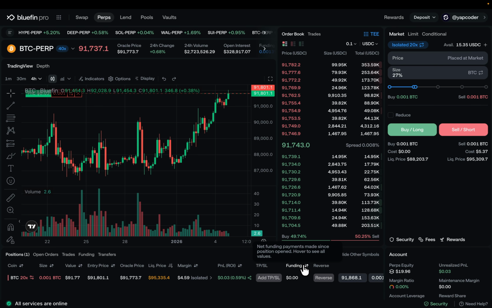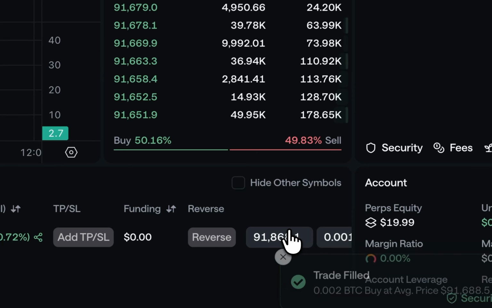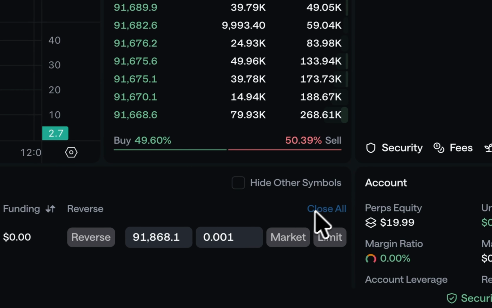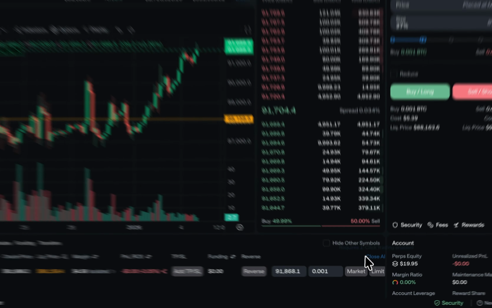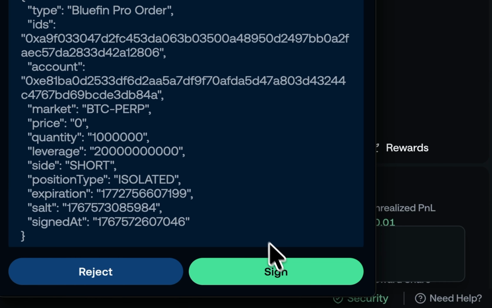Then you can also reverse the position if you choose to, just by clicking on it, and then it's going to basically take the same position and flip it to the opposite of what it currently is, and then that's pretty much how it works. Of course, you can also close the position, right? So this says we can easily close the position at either market or limit. So I'll just do market and I'll close that position immediately.